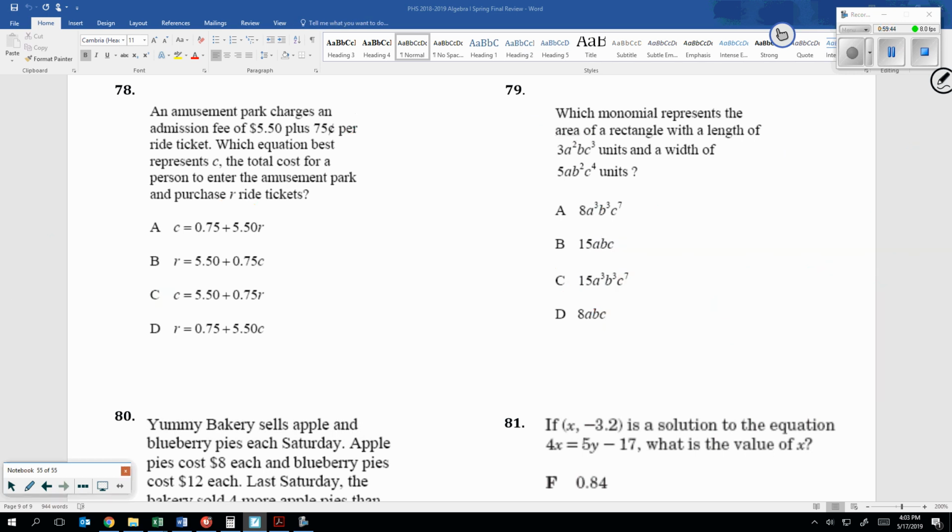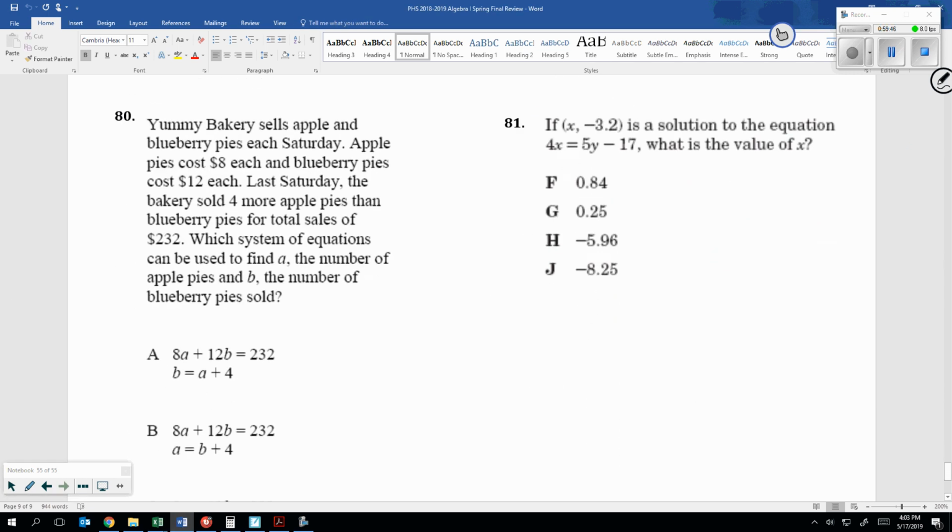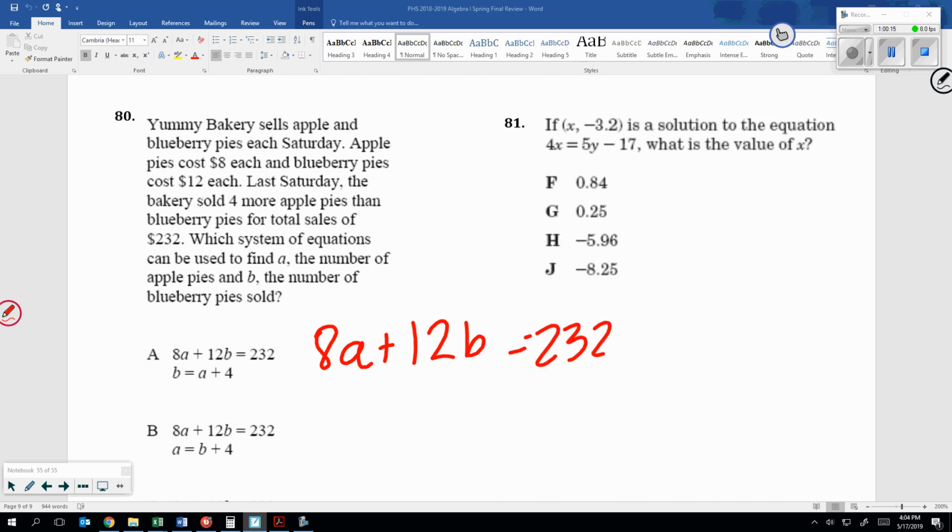For 80, so Yummy Bakery sells apple and blueberry pies each Saturday. Apple pie costs $8. Blueberry pie costs $12. Last Saturday, the bakery sold 4 more apple pies than blueberry pies for total sales of $232. So, okay, we know that apple pie is $8, so 8A plus 12B for blueberry is going to be equal to 232.